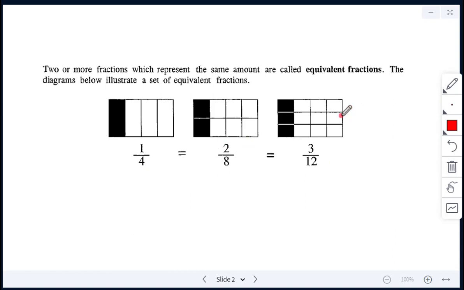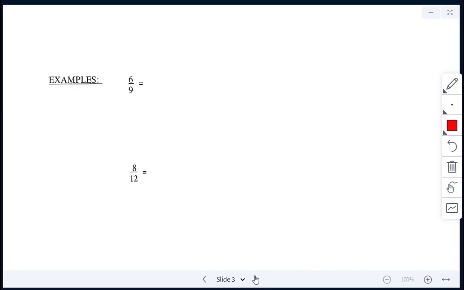And then if we cut it again, now we have 3/12. So all of those are equivalent fractions. All right, so those three diagrams and those three fractions represented equivalent fractions. All right, but we can write equivalent fractions without diagrams.